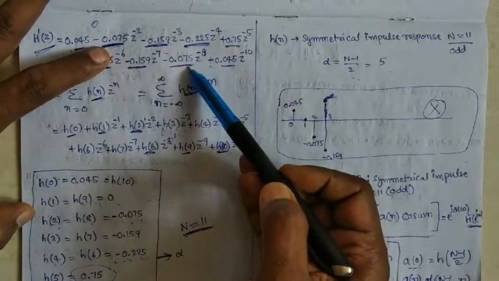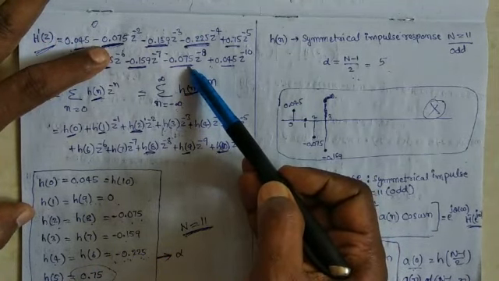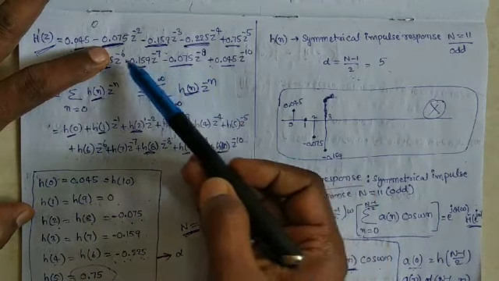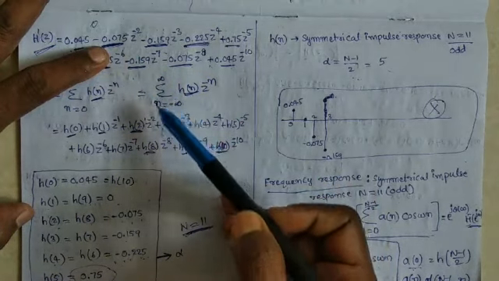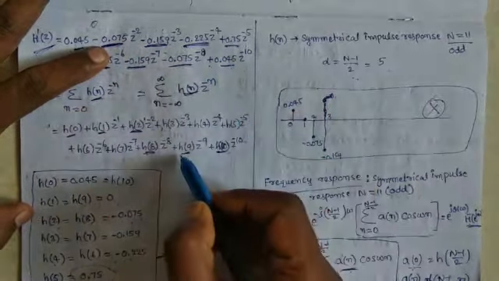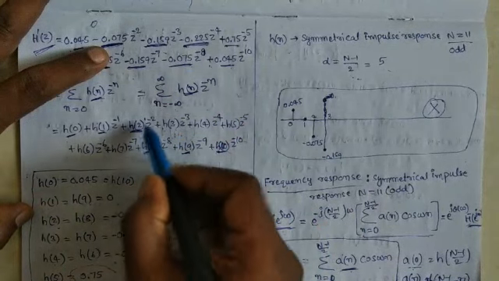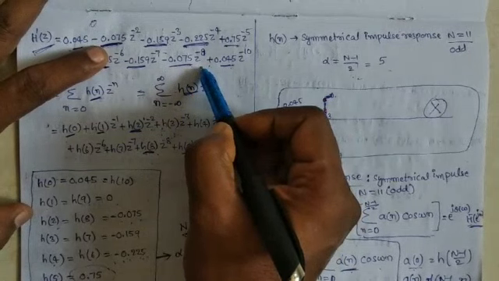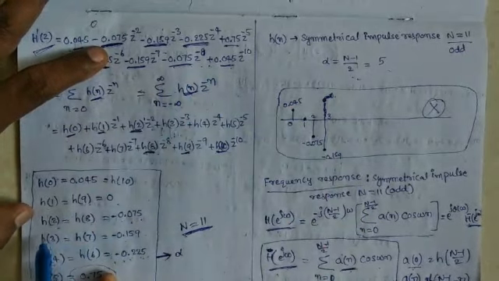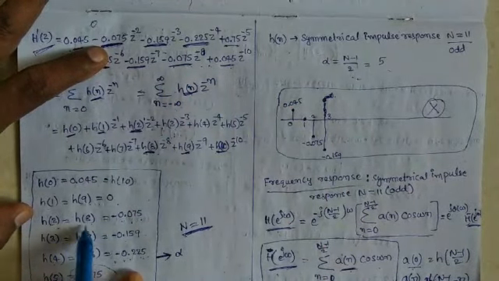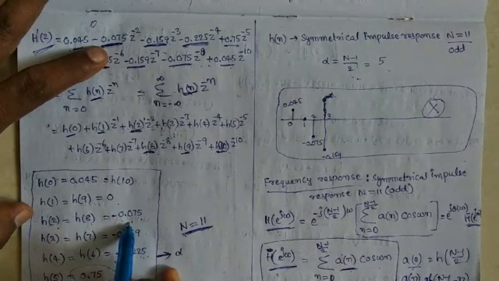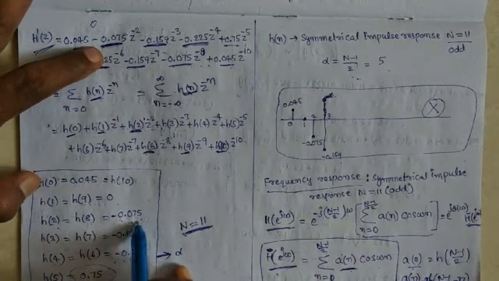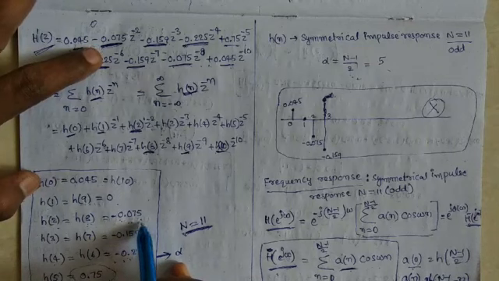Similarly, h of 2 value is what? h of 2 and h of 8 values are same. Observe this one, h of 8, h of 2. That means z power minus 2 coefficient, z power minus 8 coefficient. Those coefficients are h of 2 and h of 8. h of 2 is equal to h of 8, same, minus 0.075.